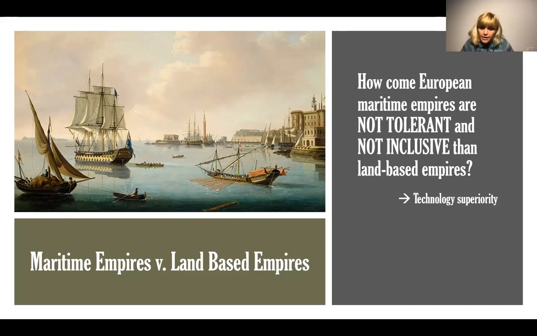With a land-based empire, you conquer a certain amount of people and then you have to keep them happy. But with a maritime-based empire, if you conquer a certain amount of people, the chances are good that your technology is superior. Okay, you've got these big boats, you've got your fancy guns, okay? And so the people that you tend to conquer, you don't have to be tolerant to. You don't have to be inclusive. You just tell them what to do or they're going to die. So you guys need to make sure you understand the difference between maritime-based empires and land-based empires because it's pretty important in this period. Okay.